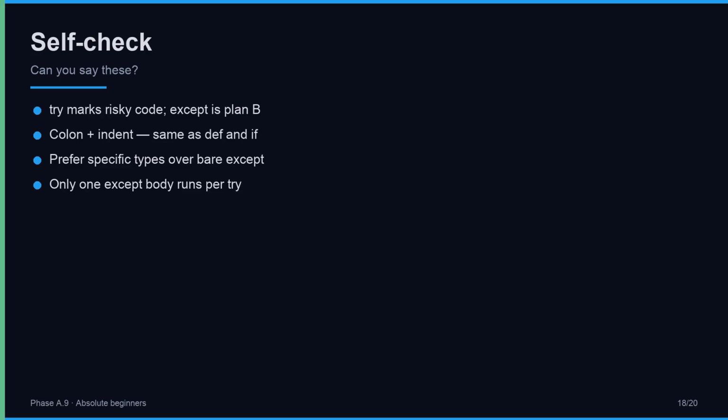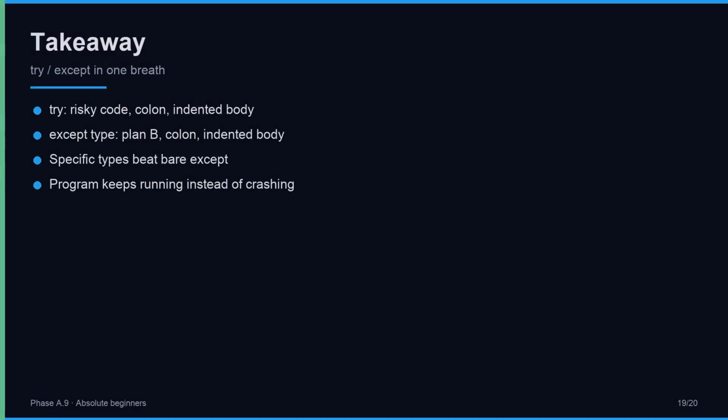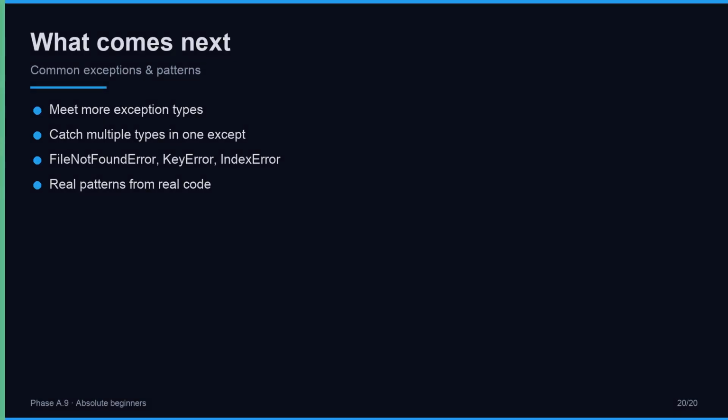Try and except is the most used error pattern in everyday Python. Say each out loud. In one breath, write try colon and an indented body around code that might fail. Write except colon, optionally with a specific type, and an indented body that runs only if the failure happens. Prefer specific types over bare except. You catch only what you planned for, and real bugs still surface. The program keeps running instead of crashing. You decide what the user sees. 2 keywords, 1 idea.